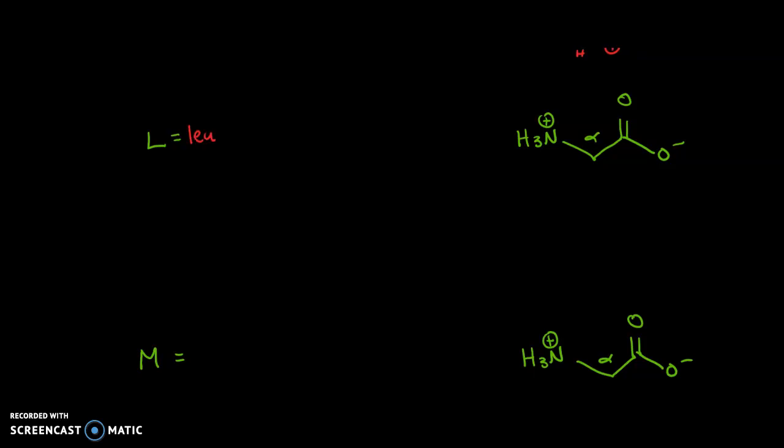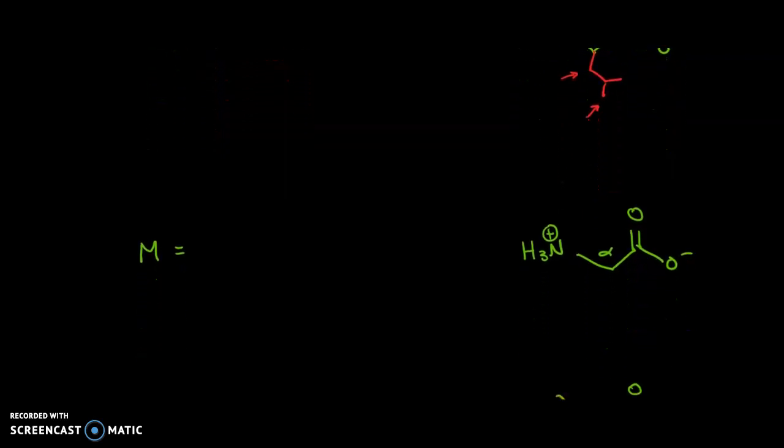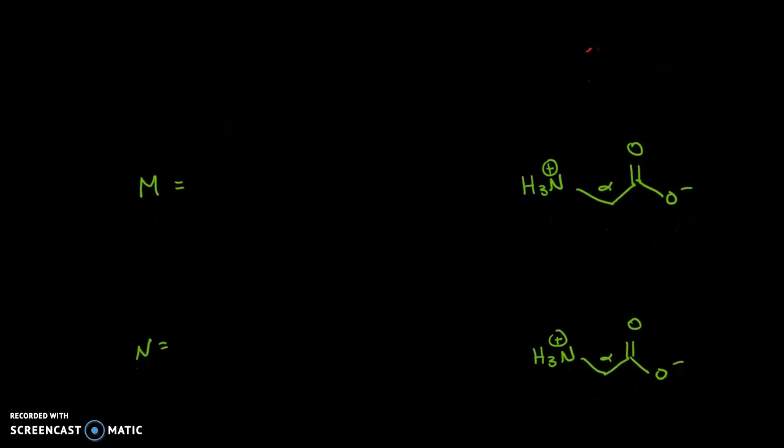L is leucine. That one looks a lot like isoleucine, except it's just 1 carbon removed. So where isoleucine has the carbon there, the extra methyl group there, leucine has it moved out to the end, and it's like alanine, where it's hydrophobic, and it's going to hide on the inside of molecules, and it's nonpolar.